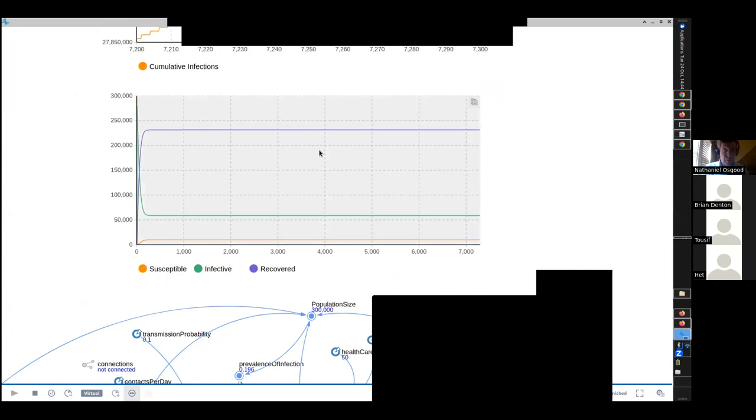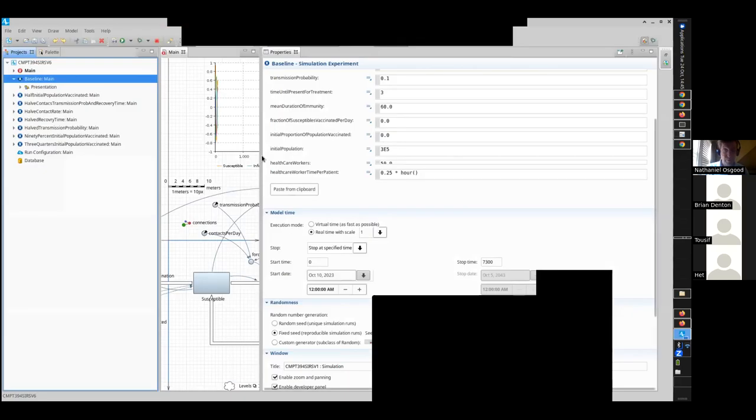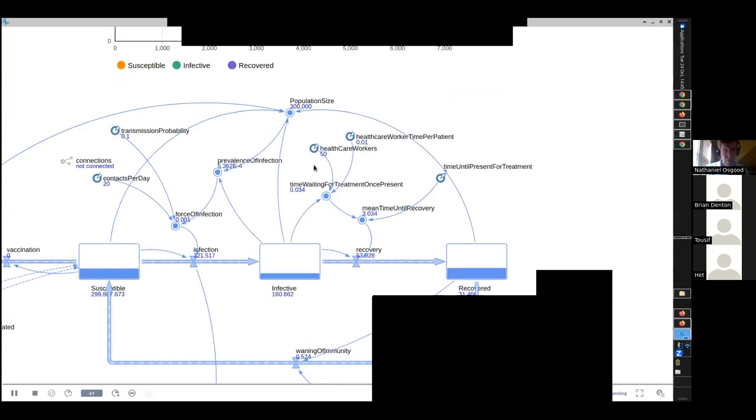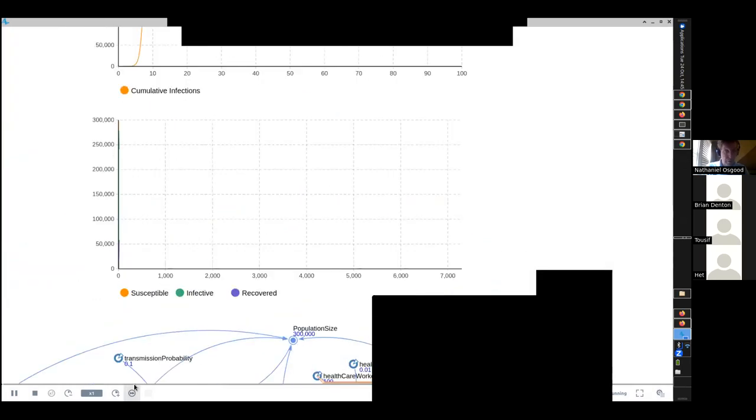Okay, we see it initially go very high, and then it remains at quite a high level, where the mean time until recovery is 15. Okay, so that's good. Let's imagine that we go and explore this, and we're going to set this to be a different number of healthcare workers per patient. So we're going to set it partway through to 100. Okay, here we go.